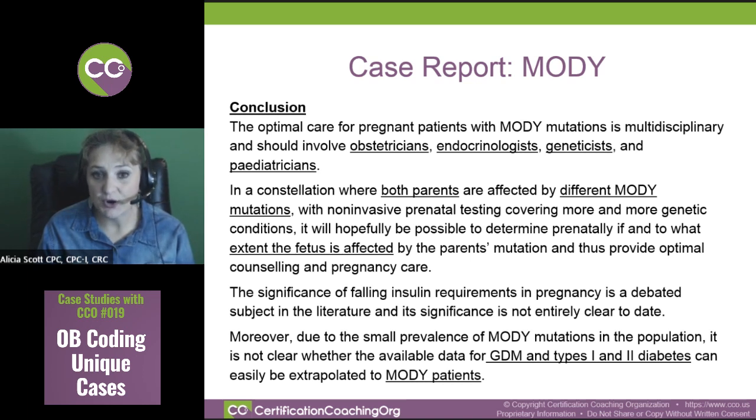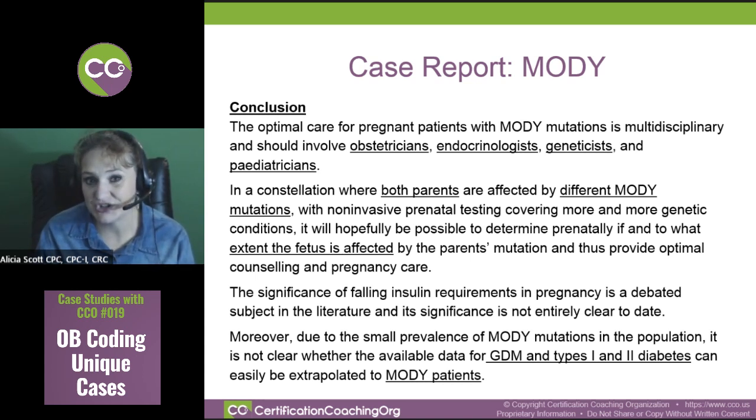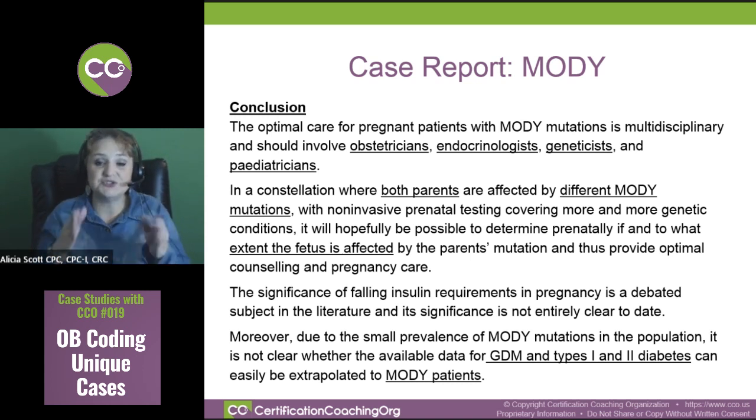It was, though, pertinent that both the mother and the father had MODY, but they had different mutations. One was a 3 and one was a 2. That makes it unique. You would think, well, what's the big deal there? Well, if both were 3s, it would be fine. Or it wouldn't be fine, but what I'm trying to say is they could predict, right? But what makes this unique is you have 2 different, you have a 2 and a 3. What's that going to do, right?